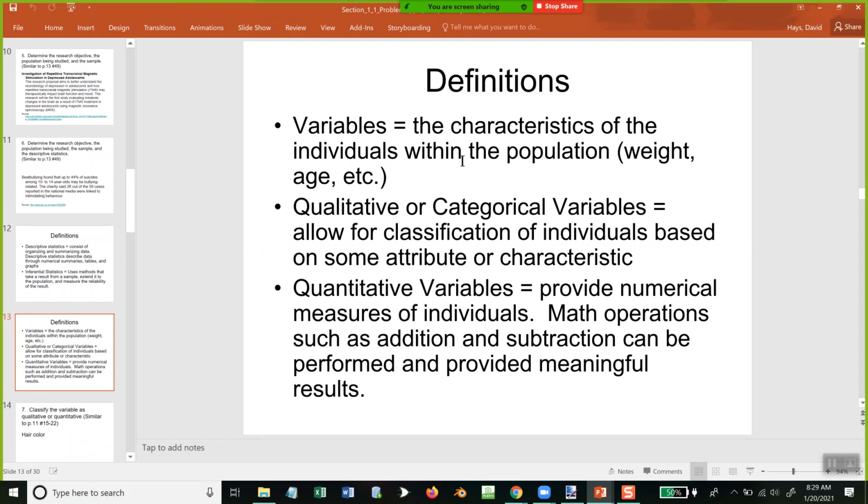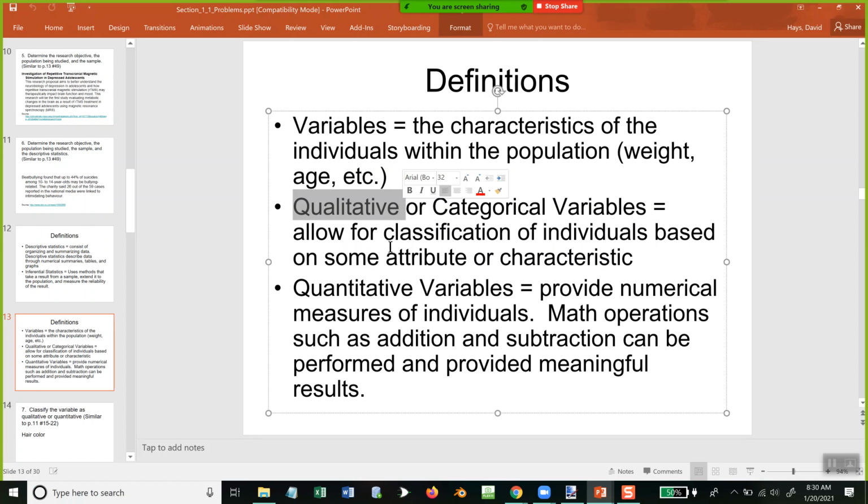We have variables, characteristics of the individuals within the population, weight, age, etc. Now, you either got qualitative or quantitative variables. Quantitative is where you got a number. It's a meaningful number, so you can like average it, for example. Is age a quantitative variable? Yeah. How about your social security number? That's a number. No, I can't average social security number. It wouldn't mean anything, right? So social security number is actually considered qualitative. So don't think just because it's got a number that it's going to be quantitative. It has to be a number you can average, do math calculations with.